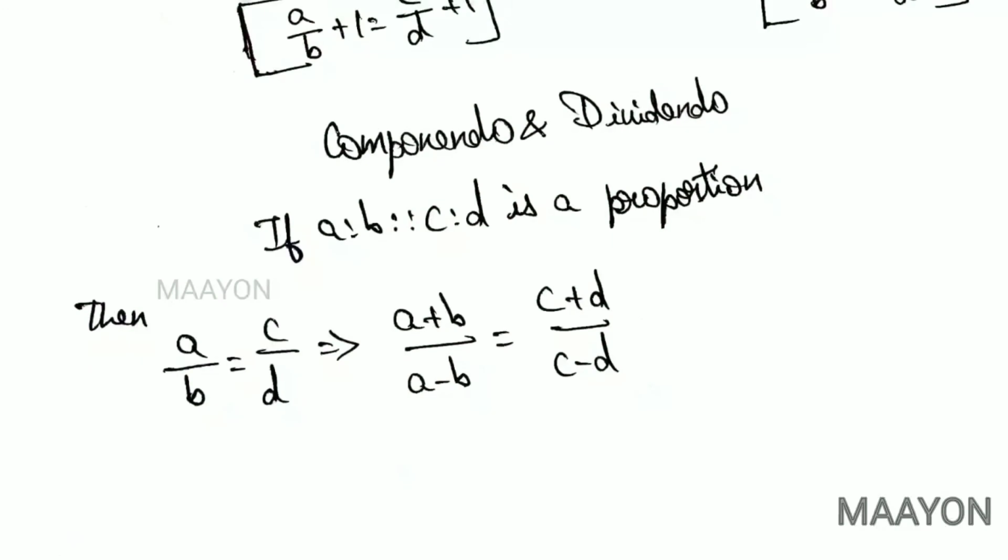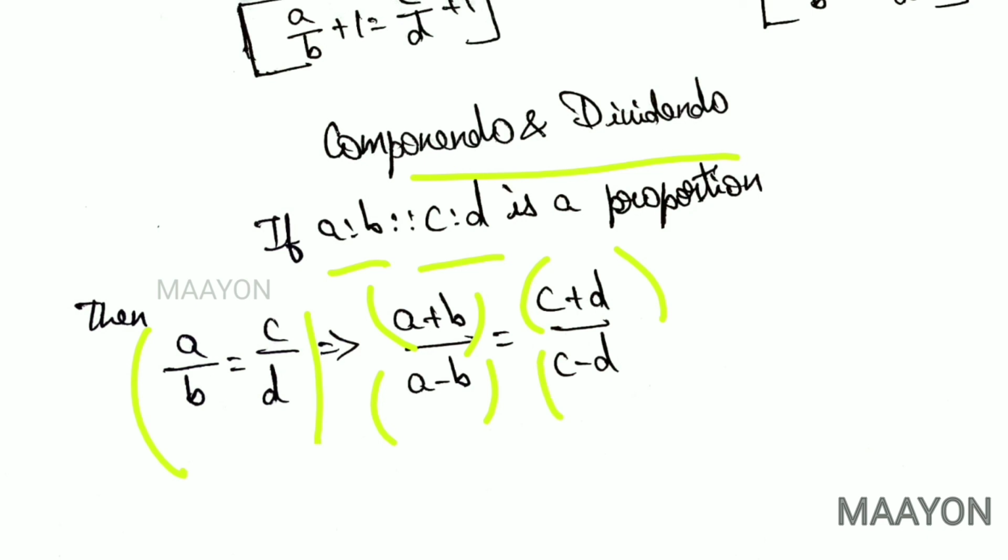Componendo and dividendo combined. Here the ratio A is to B is proportionate to C is to D. It can be written in fraction form as A by B equal to C by D. Here the new numerator would be numerator plus denominator, and the new denominator would be numerator minus denominator. Similarly on the right side, C plus D by C minus D. With this we have completed the lesson.